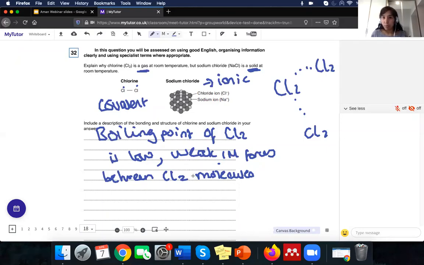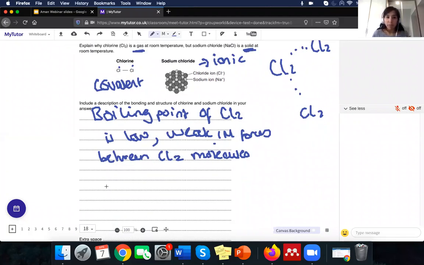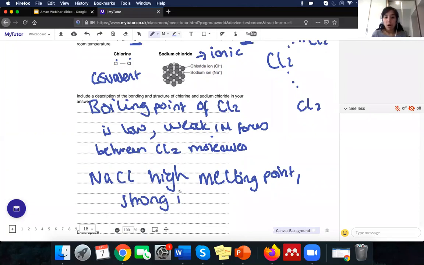Okay, if we think about sodium chloride and why that's a solid at room temperature. Sodium chloride, which is NaCl, has a high melting point. And here we're going to say melting point because it's a solid, which means for it to turn into a liquid, it has to have a high melting point. And that is because of those strong ionic bonds. And remember that the forces in ionic bonds are electrostatic attractive forces between oppositely charged ions.